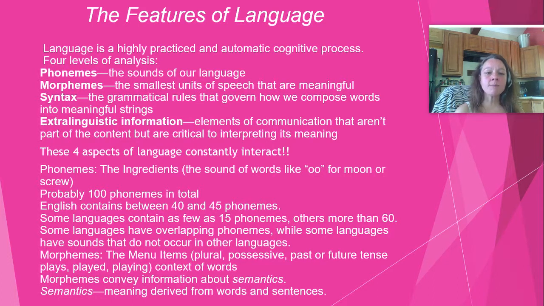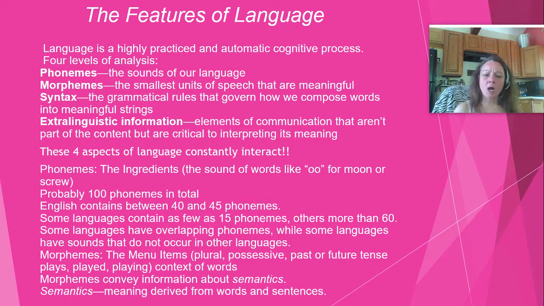And so when it comes to language, we have these four, we can call them ingredients, aspects, levels of analysis that all work together. So when it comes to language, these four specific factors are always playing a role, and they're always interacting with each other. So those four factors are phonemes, morphemes, syntax, and extra-linguistic information.